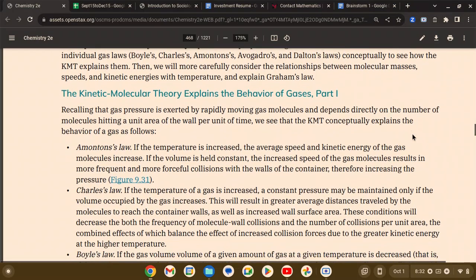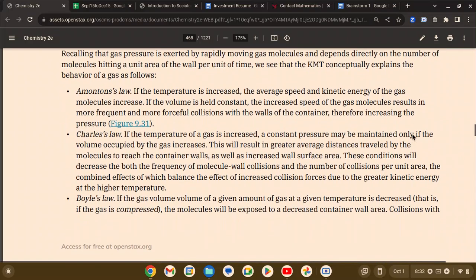The kinetic molecular theory explains the behavior of gases, part 1. Recalling that gas pressure is exerted by rapidly moving gas molecules and depends directly on the number of molecules hitting a unit area of the wall per unit of time, we see that the KMT conceptually explains the behavior of a gas as follows. Amontons's law: if the temperature is increased, the average speed and kinetic energy of the gas molecules increase. If the volume is held constant, the increased speed of the gas molecules results in more frequent and more forceful collisions with the walls of the container, therefore increasing the pressure.